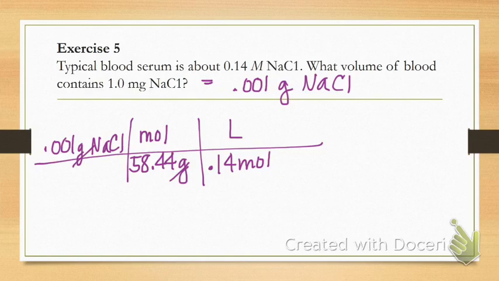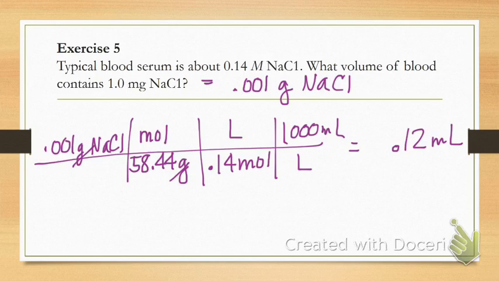It doesn't ask us what volume, but because we're dealing with milligrams, we're probably going to go ahead and put it back in milliliters, so it'll make more sense to us. So 1,000 milliliters in a liter, and I get 0.12 milliliters of blood contain 1 milligram of salt. Any questions on what I did? Does it make sense to you? It's all about the units. Just follow the units.